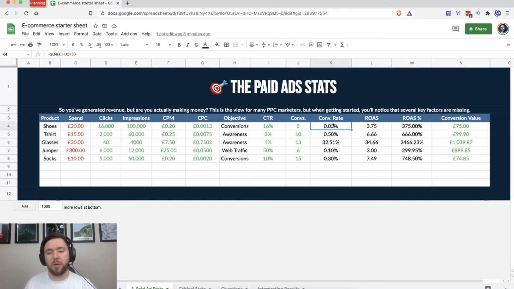We then move over to conversion rate, which is virtually identical to our conversion rate on web stats. Now, ROAS.